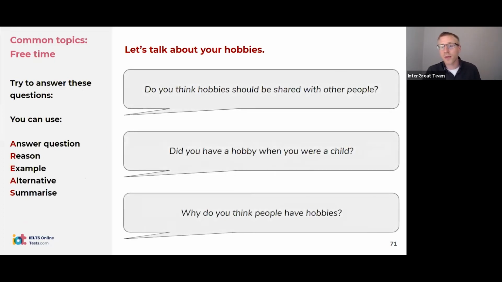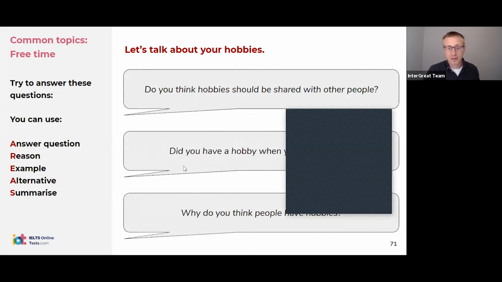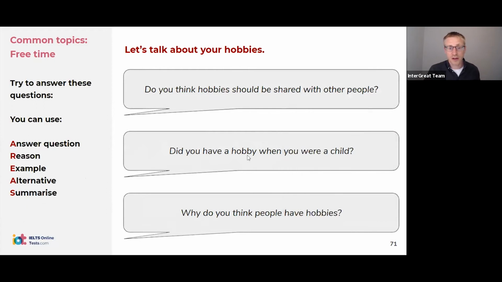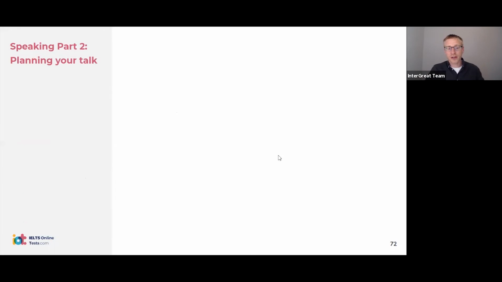These are some common follow-up questions you might have. Do you think hobbies should be shared with other people? Did you have a hobby when you were a child? Why do you think people have hobbies? These are all kind of common questions. So you can think about your answers for these, how you could answer them using the same structure. Okay, so for part 2, let's take a look.